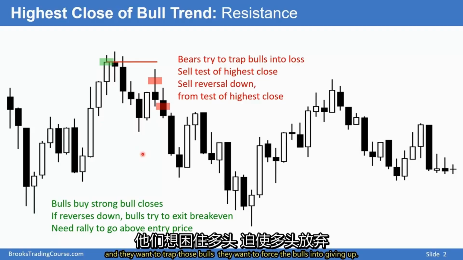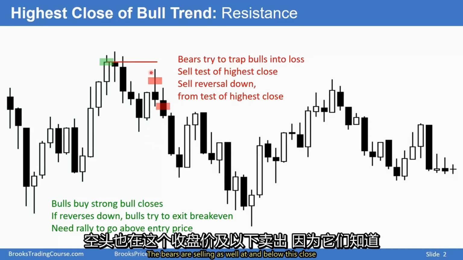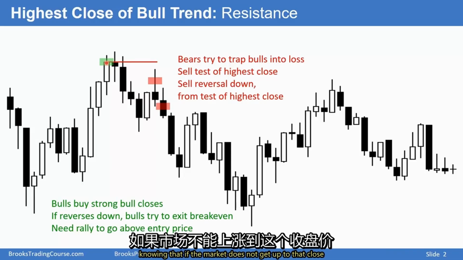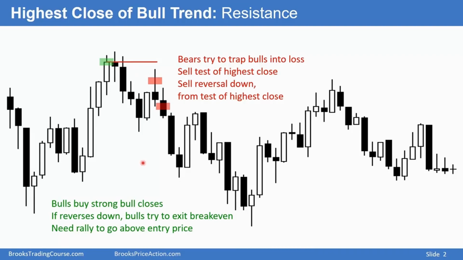And the bears know the bulls are doing that as well, and they want to trap those bulls. They want to force the bulls into giving up. The bulls gave up here, the bulls gave up here. So the bears are selling as well at and below this close, knowing that if the market does not get up to that close, the bulls who are still long will have to give up.